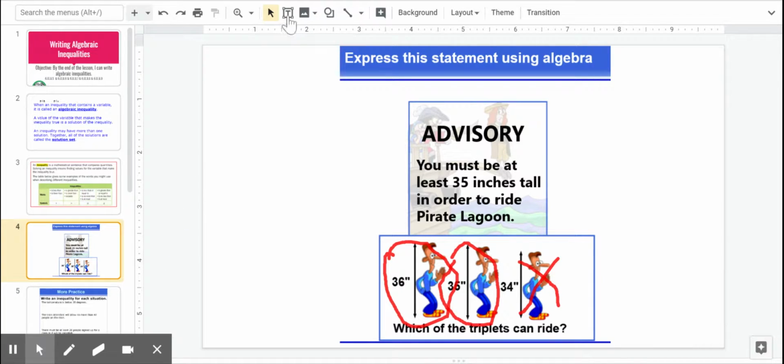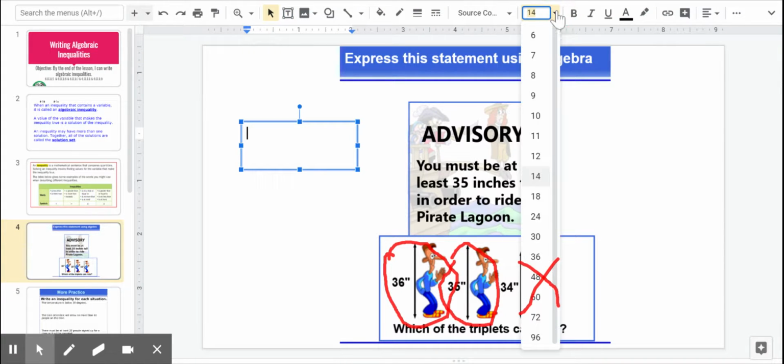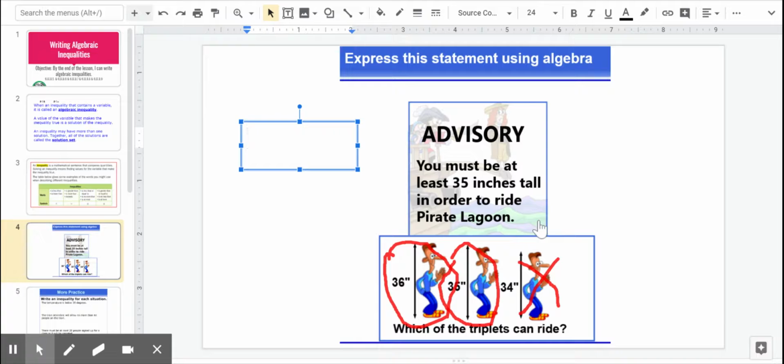So we need to figure out what inequality could I write. What I'm going to do is, if I can get my text box loading here, I'm recording this in Google Slides today, so it's a little different than when I use my smartboard. If I just have x for my variable, I can choose any variable I want. And then I'm also going to have the number 35. I chose 35 because that's the number in my problem.